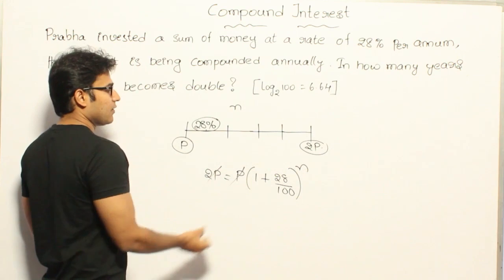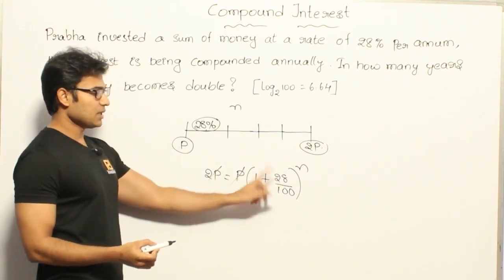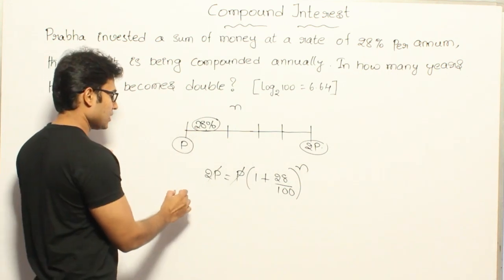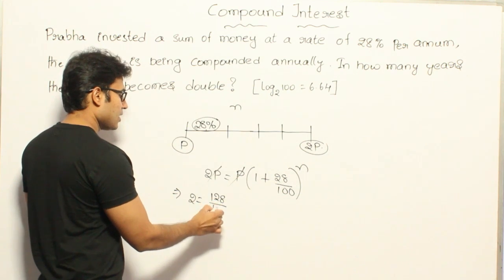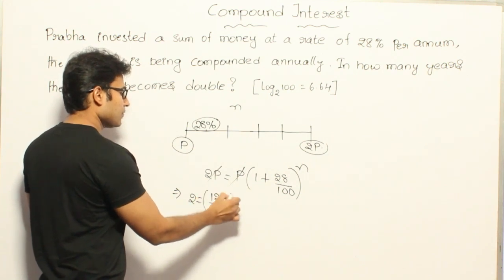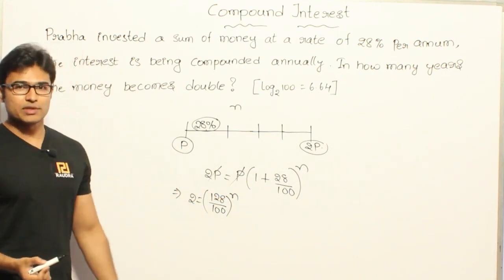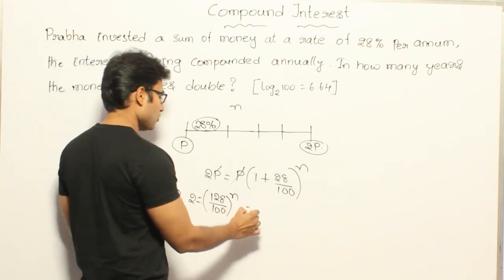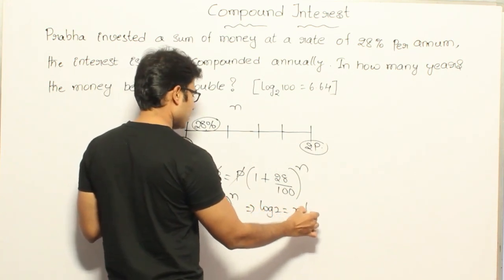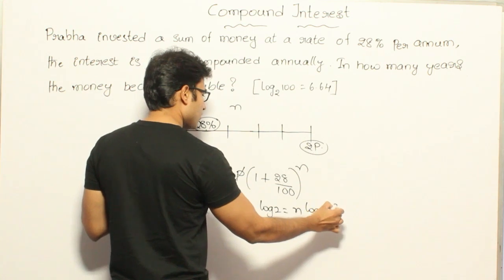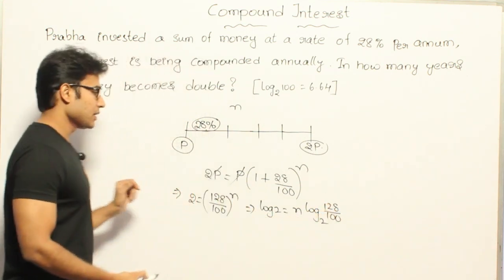Cancel out P. Then what do you get? 2 equals (1 plus 28 by 100) whole power n. Now I want to write it as 2 equals (128 by 100) whole power n. Now you are supposed to find the value of n. For that you can apply log base 2 on both sides. So if I apply log 2, what do I get? Log 2 equals n into log of 128 by 100, base 2.